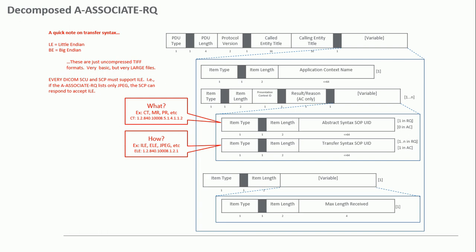There's also this section at the bottom I'm not going to talk too much about, the user info section. We'll skip that for now. But this is basically what that association request looks like. This is the type of information provided by that DICOM association request.